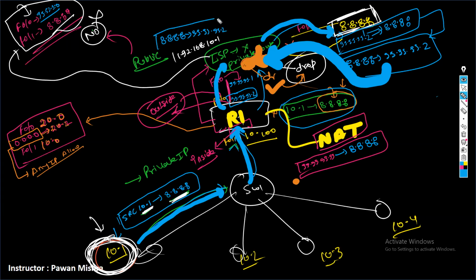99.99.99.2, right? Guys, can you tell me one thing? Is 99.99.99.2 a private IP or a public IP? Yes, tell me. It is actually a public IP.